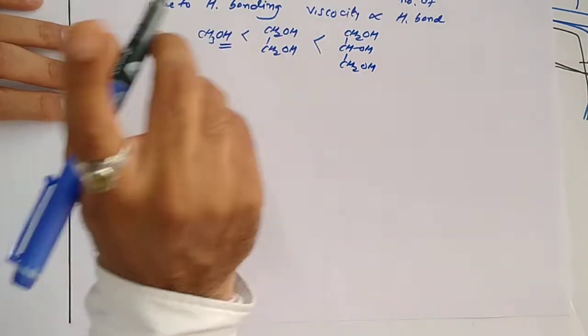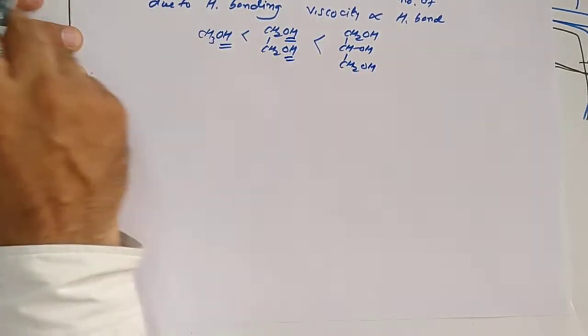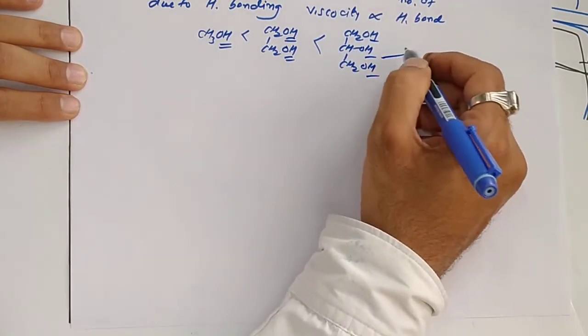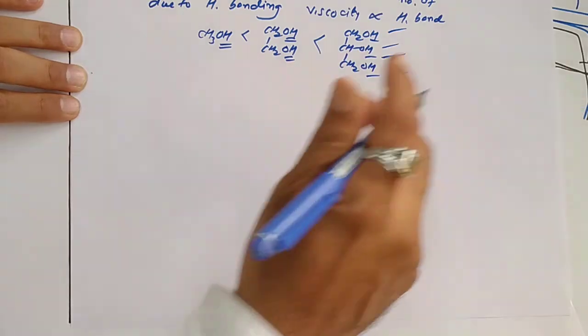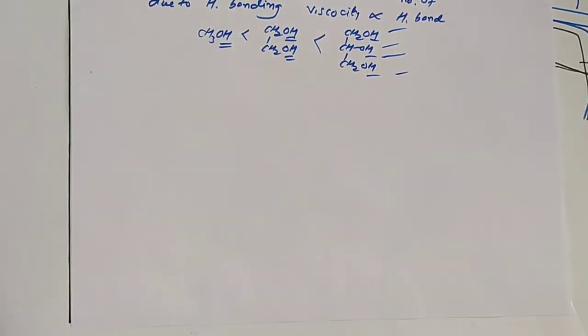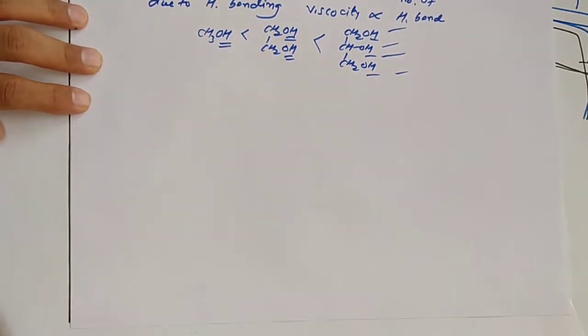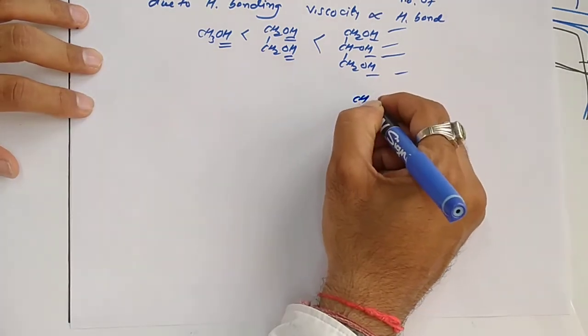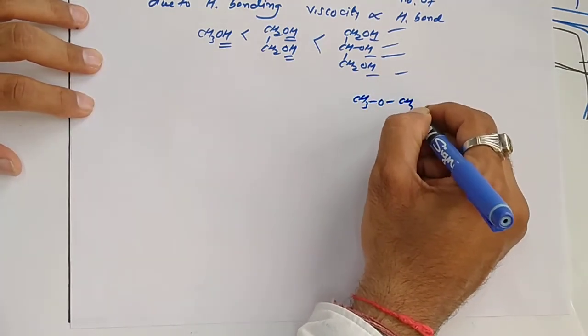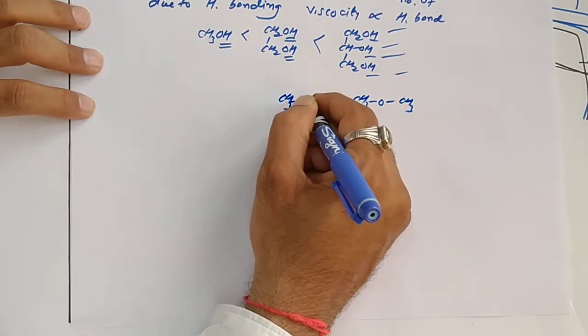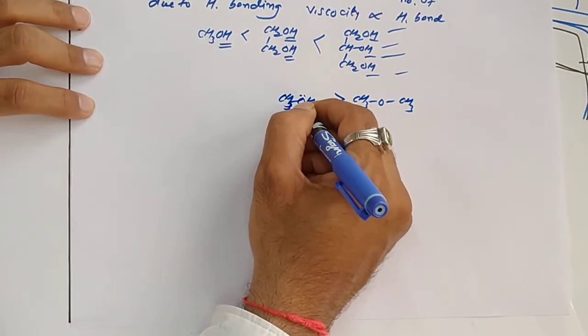In methanol there is one OH group. In ethylene glycol there are two OH groups. In glycerol there are three. So here with 3 OH groups, intermolecular hydrogen bonding is maximum. So viscosity, the denseness of the liquid, increases. Same in ether, the viscosity of methanol is higher than dimethyl ether. Why?